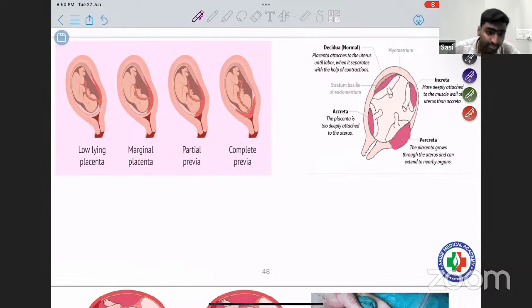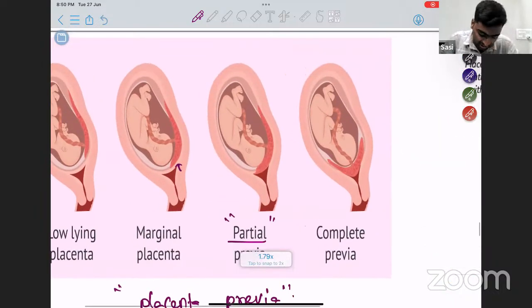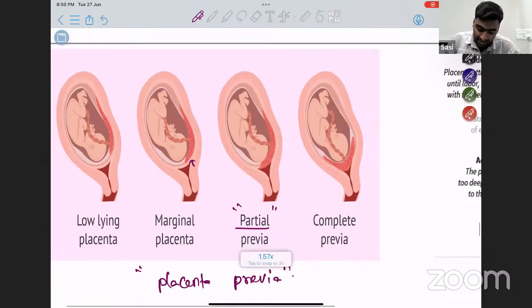Fine, this is how placenta previa looks like. Initially, there might be a low-lying placenta which doesn't cover the os, whereas if it touches the margin, it is known as marginal placenta. If it covers half, it is known as partial placenta. You just have this orientation on the image. It means there is a high probability to be tested in the upcoming exams. And if there is a complete placenta, it will completely obstruct the os.